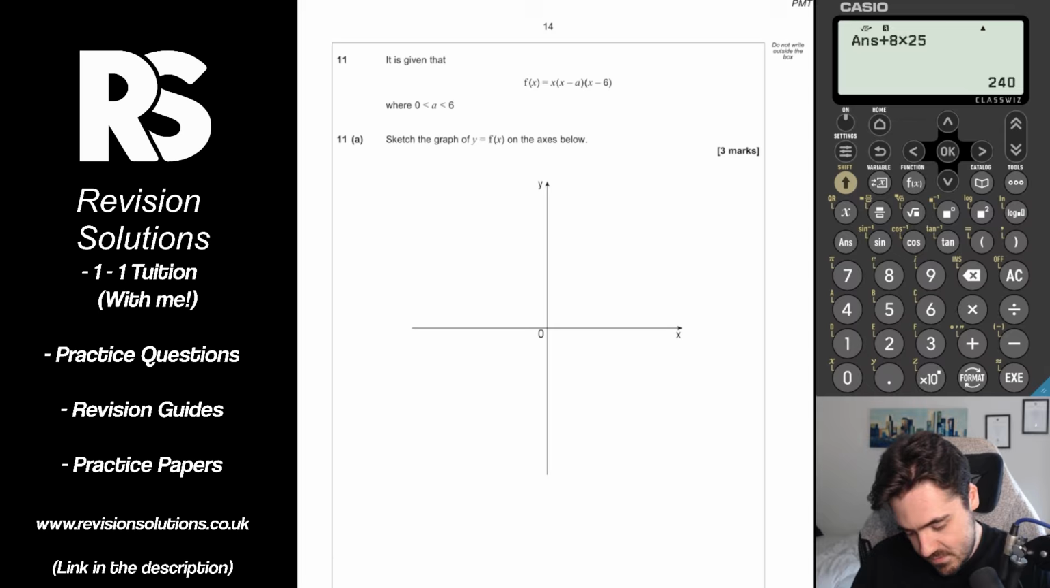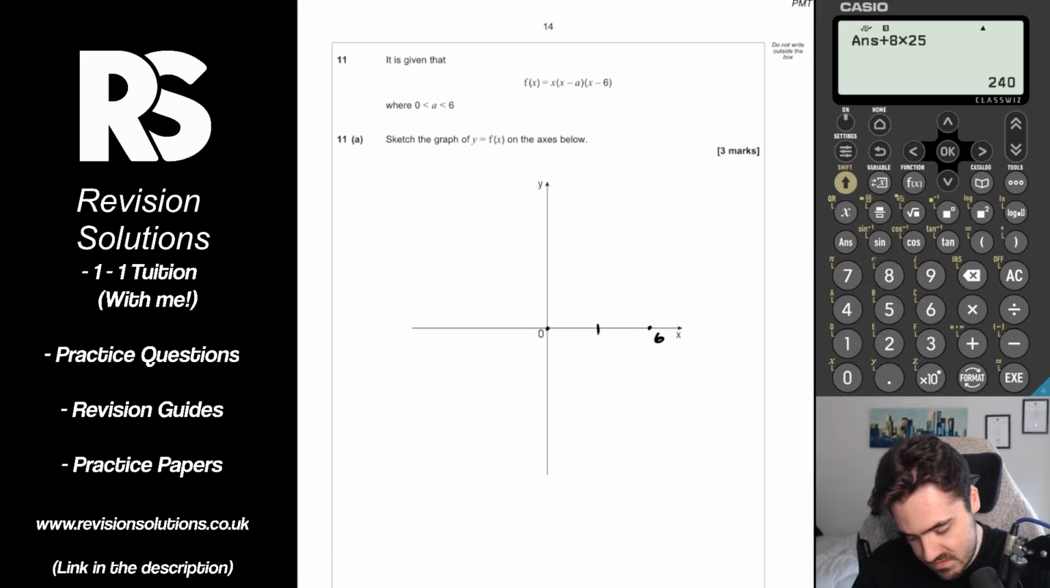Continuing to question 11, it says it is given that f of x is this cubic function here, where a is between 0 and 6. Sketch the graph below. So first off, they've given it to us in a nice factorized form, so that tells us the roots. The x on its own means there must be a root at 0. The x minus 6 means there must be a root at 6. And then the x minus a means there's a root of a, which is between 0 and 6 somewhere. So I'll just plop that down in the middle.